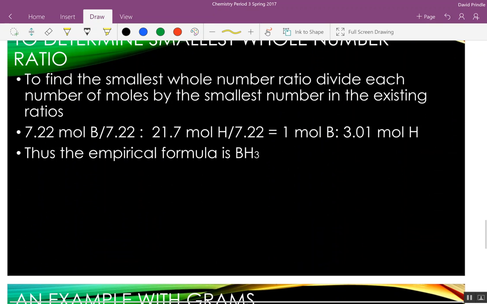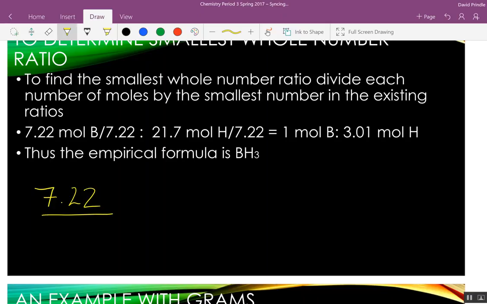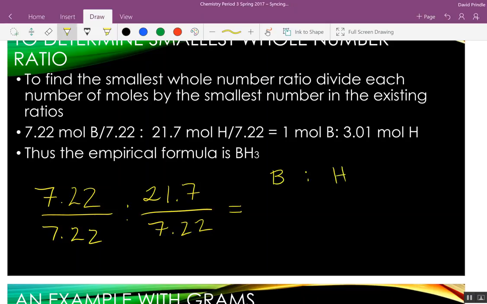So what we do then is essentially this, and I'm going to write it down so it's a little clearer. You're going to take 7.22 and divide it by the smallest number of either one. And this is 21.7. We're going to divide it by the same 7.22 because you want to get a 1 for at least one of the elements. And so the ratio now of boron to hydrogen is 1 to 3.01, and you can round this off.